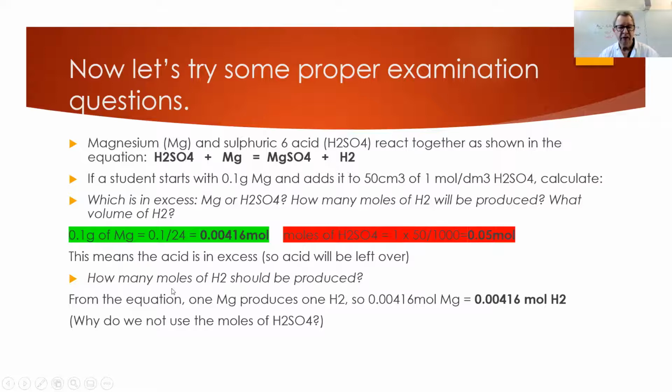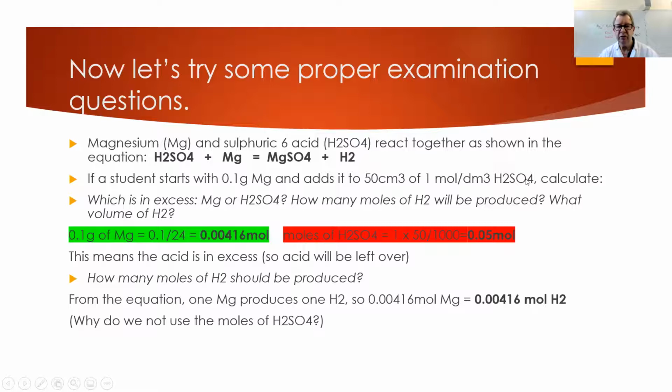The second part of it is how many moles of hydrogen would be produced? Well, if there's less of the magnesium than there is of the sulfuric acid, then it all depends on how much magnesium I've got. 1 magnesium will produce 1 hydrogen, otherwise it would be a number here, 2 or 3 or whatever. So 0.00416 of this will produce the same amount of that. So we get that. If you got that, you've done very well indeed. Why don't we use the moles of H2SO4? Because that's the one we've just worked out is in excess, and therefore is going to be left over.